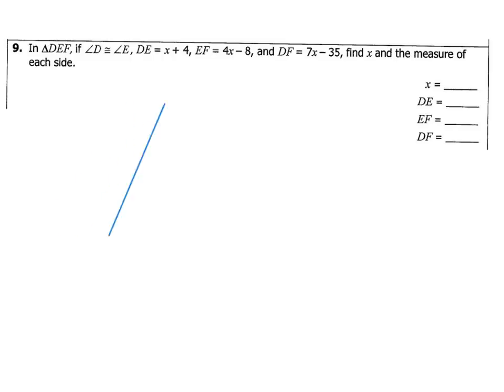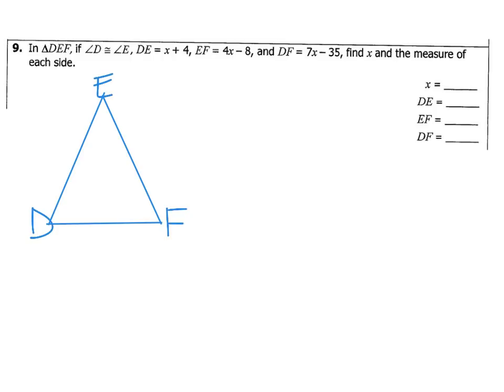All right, so we draw one side, another side, and a third side. It doesn't have to be the most perfect triangle, but at least we have an idea what it looks like. And then label all the vertices. So D, E, F. Now, we know D is congruent to E, and DE is x plus 4, so as we read through it, we're labeling our diagram. And EF is 4x minus 8, and DF is 7x minus 35.